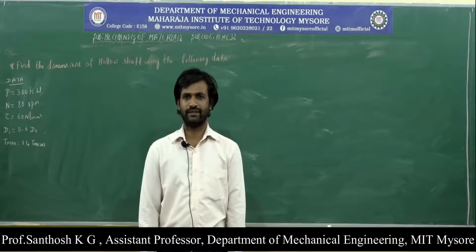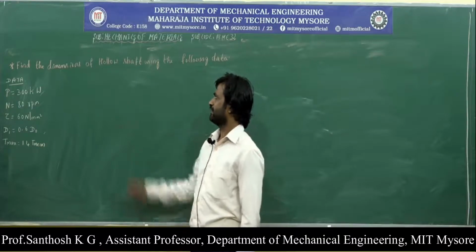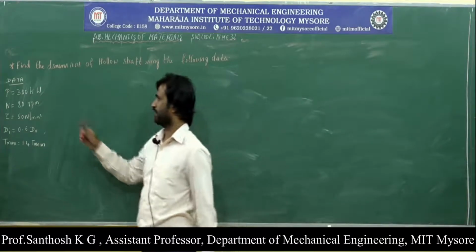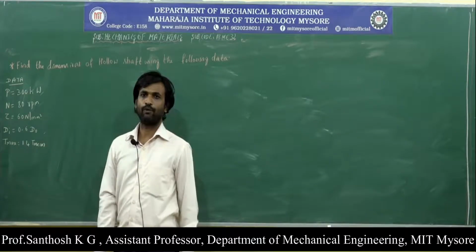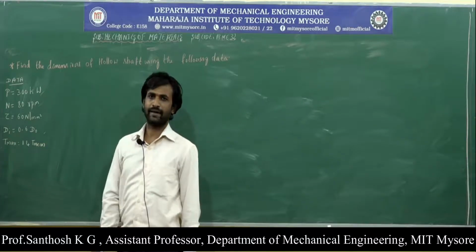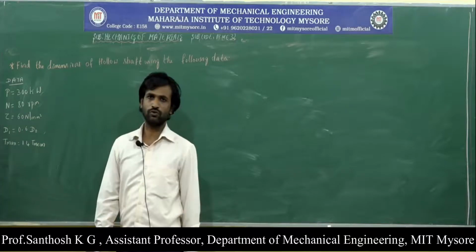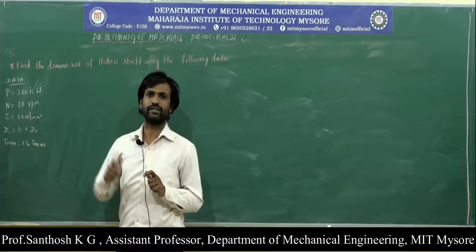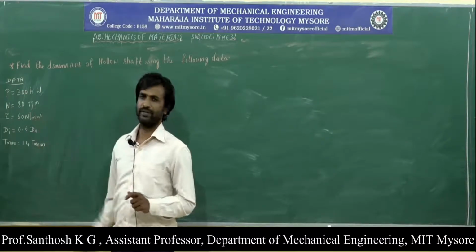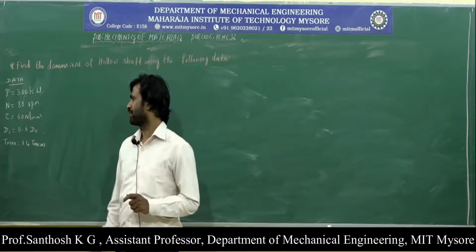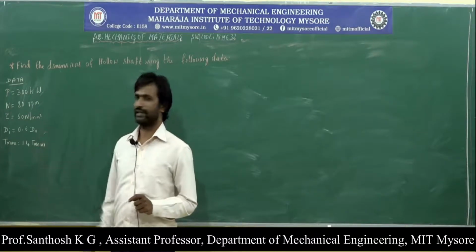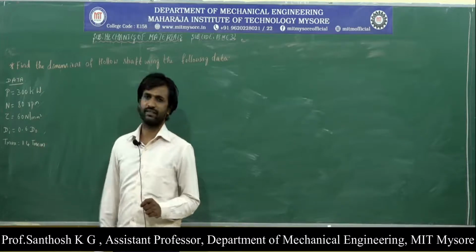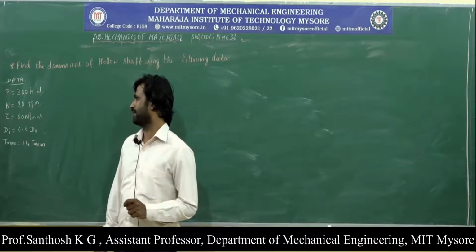The second problem given is: find the dimensions of a hollow shaft using the following data. The data given are, first, the amount of power that is transmitted by a hollow shaft, which is equal to 300 kilowatt. Then they have given the speed at which the hollow shaft is transmitting the power, and the speed is equal to 80 rpm. Then they have given one more data, that is the amount of shear stress induced in the shaft, and it is equal to 60 Newton per millimeter square.